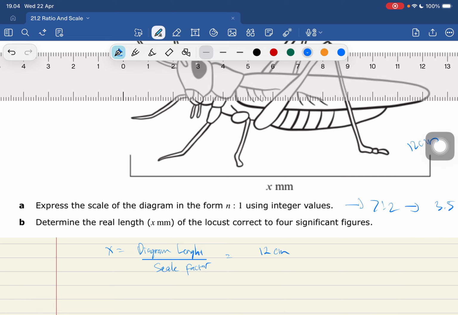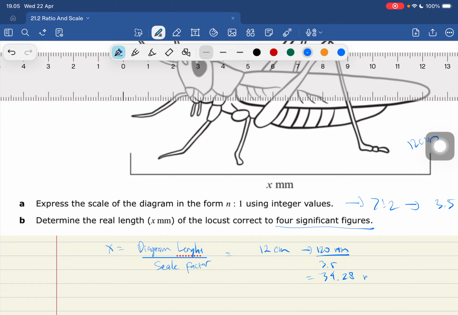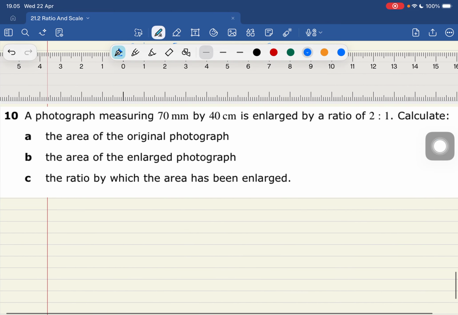centimeter. However, we need to make it into millimeter, so 12 centimeter to millimeter is 120 millimeter. We divide with the scale factor, which is 3.5. So the real is, we got 120, we divide by 3.5. We got, to 4 significant figures, 34.28 millimeter, the real life.